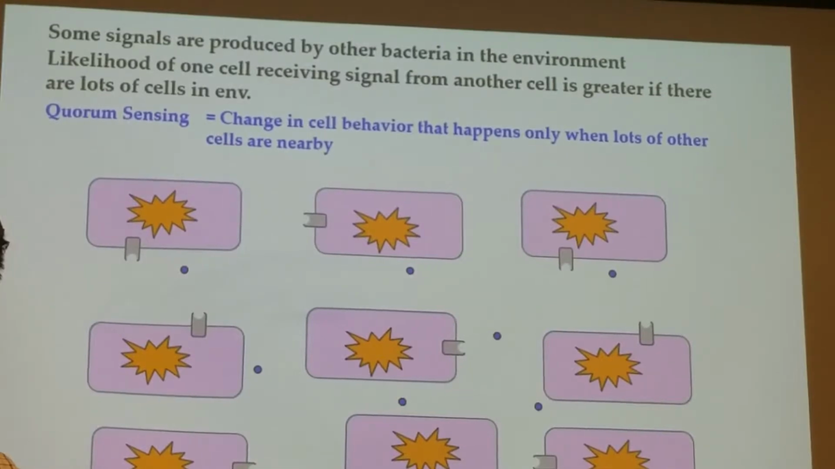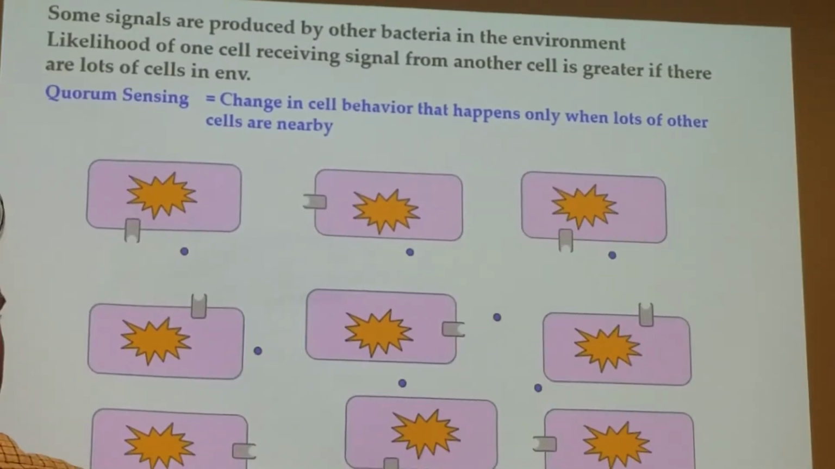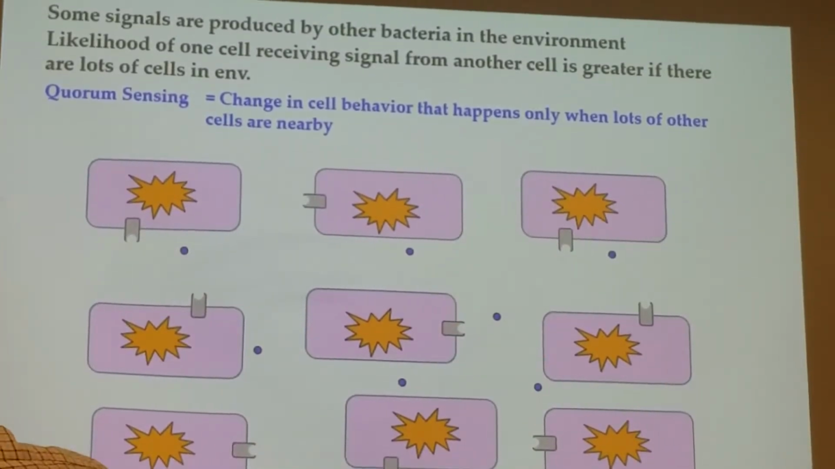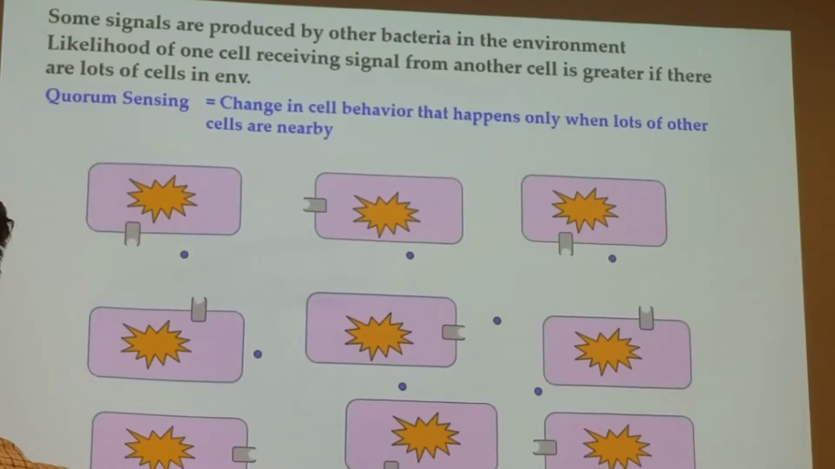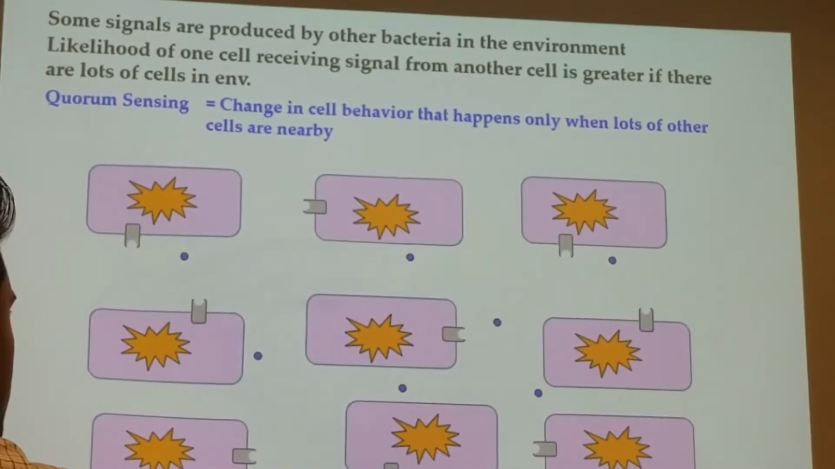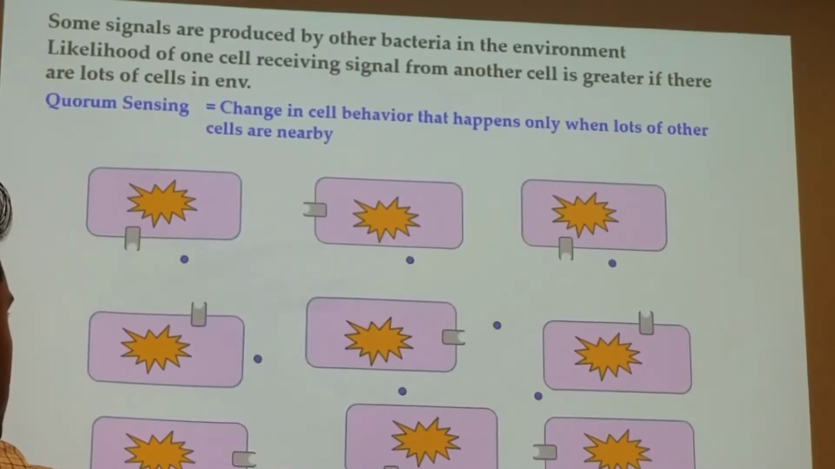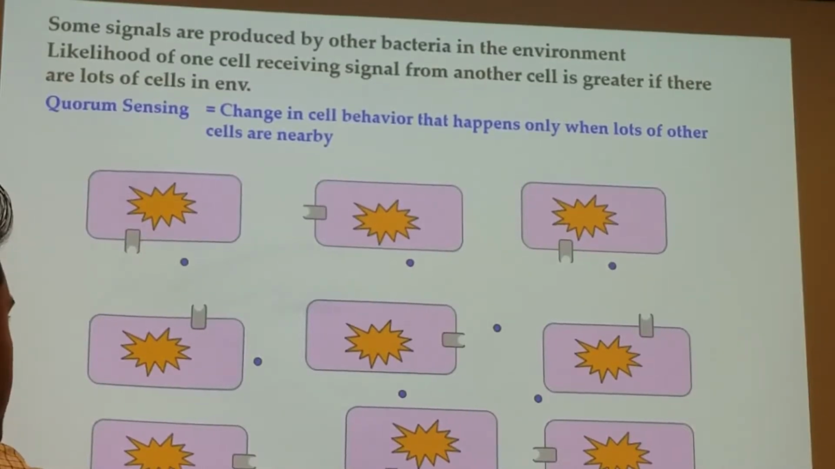Right. Nice. So the ability to take in naked DNA would only be worth doing if you know that there's a lot of other cells around, because that's the situation where there's probably a lot of DNA to take in. It'd be kind of dumb if you were just a cell all by yourself to turn on the ability to take in DNA if there's no other DNA around.